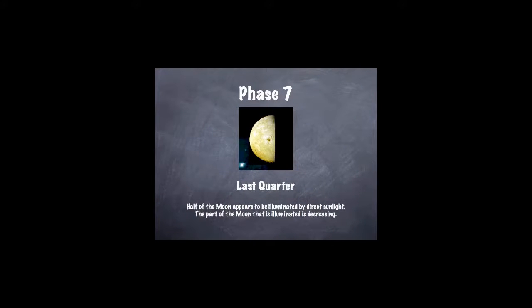Phase 7, the last quarter moon. With Phase 7, half of the moon appears to be illuminated by direct sunlight. Again, the part of the moon that is illuminated is decreasing.